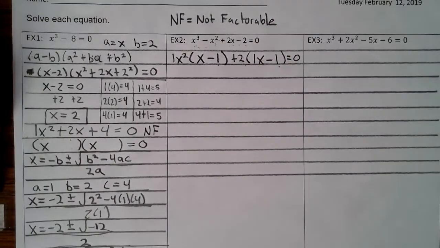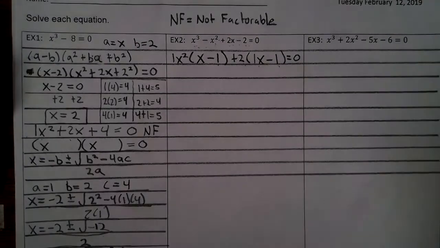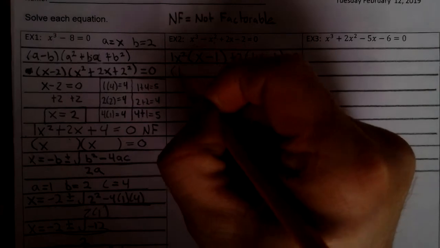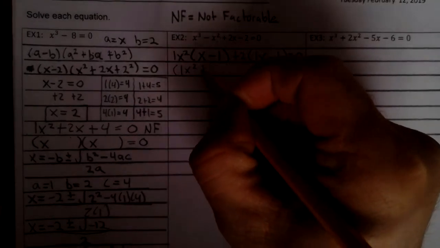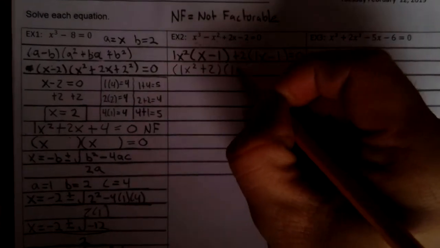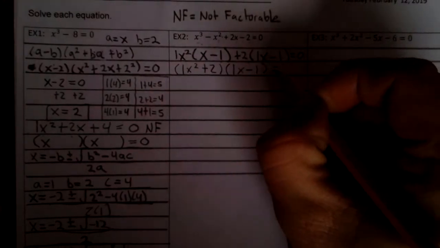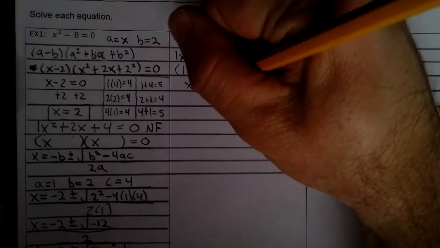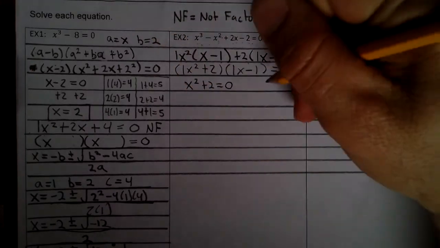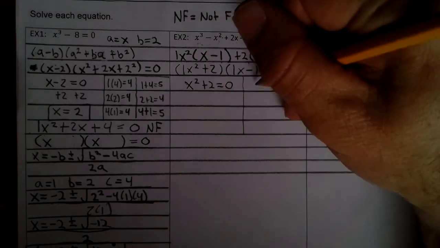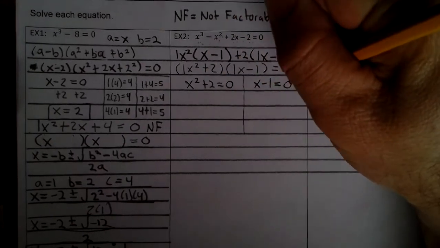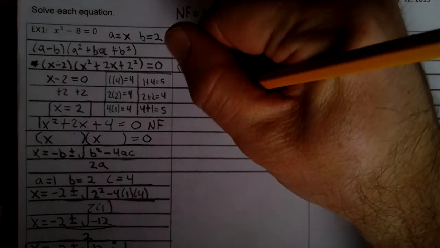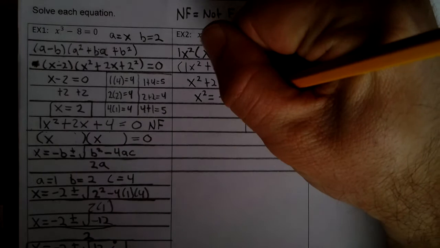All right, so now this is by grouping, so we can group these together. So we have 1x squared plus 2 times 1x minus 1 equal to 0. So now we set each of those equal to 0, so x squared plus 2 equal to 0, and x minus 1 equal to 0. So here we're going to subtract 2 from both sides, so we get x squared equals -2. Take the square root of both sides.